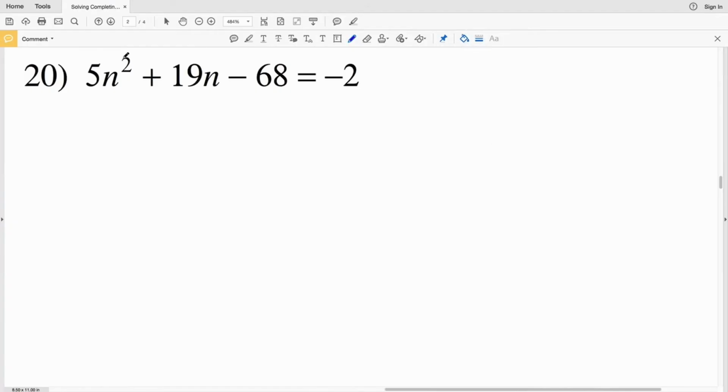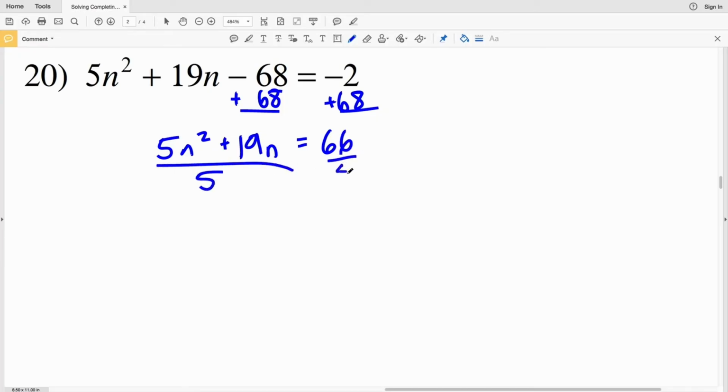Moving on to number 20, my a value is a positive 5, so eventually I'm going to need to divide by 5. But before I do that, I'm going to add 68 to both sides. So I'll get 5n squared plus 19n equal to negative 2 plus 68, which is a positive 66. Now I'll divide everything by 5, the left-hand side and the right-hand side. 5n squared divided by 5 is a positive n squared, and I'll add that to 19n divided by 5, which is 3.8n, and that will equal 66 divided by 5, which is 13.2.